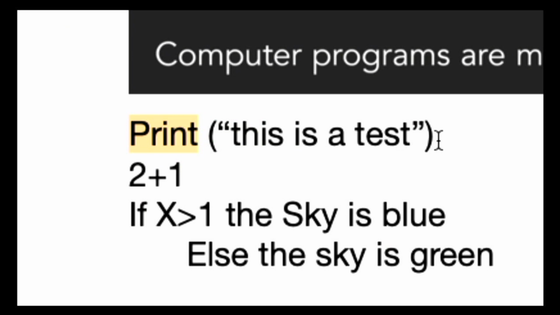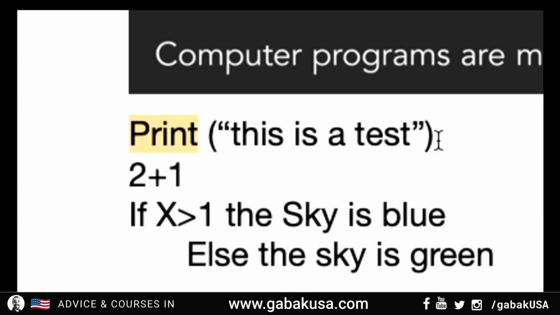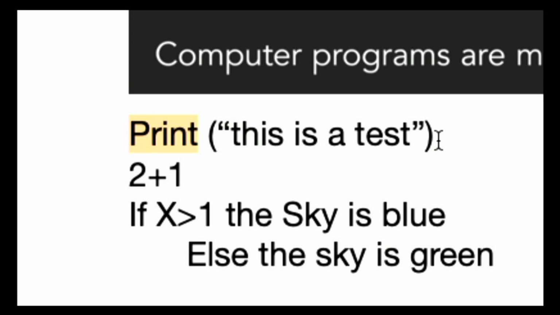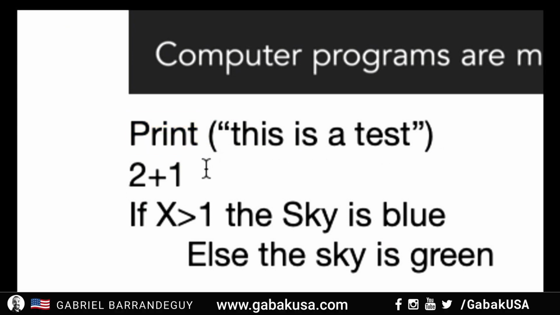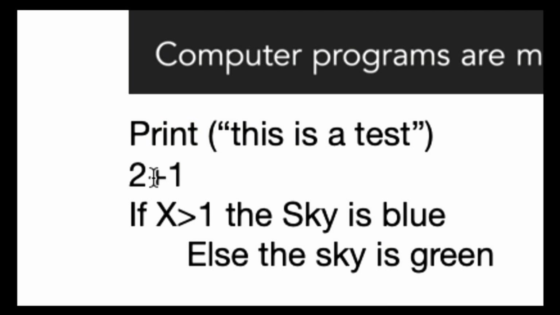In Python we have print and then parentheses, then quotation marks, and then "this is a test." We close the quotation marks and then the parentheses, and that is what we are going to see: this is a test. If you want to type something else, you can do that. Also, we have another statement, a calculation. We have 2 plus 1, it could be 2 plus 2, 2 times 4 or whatever.